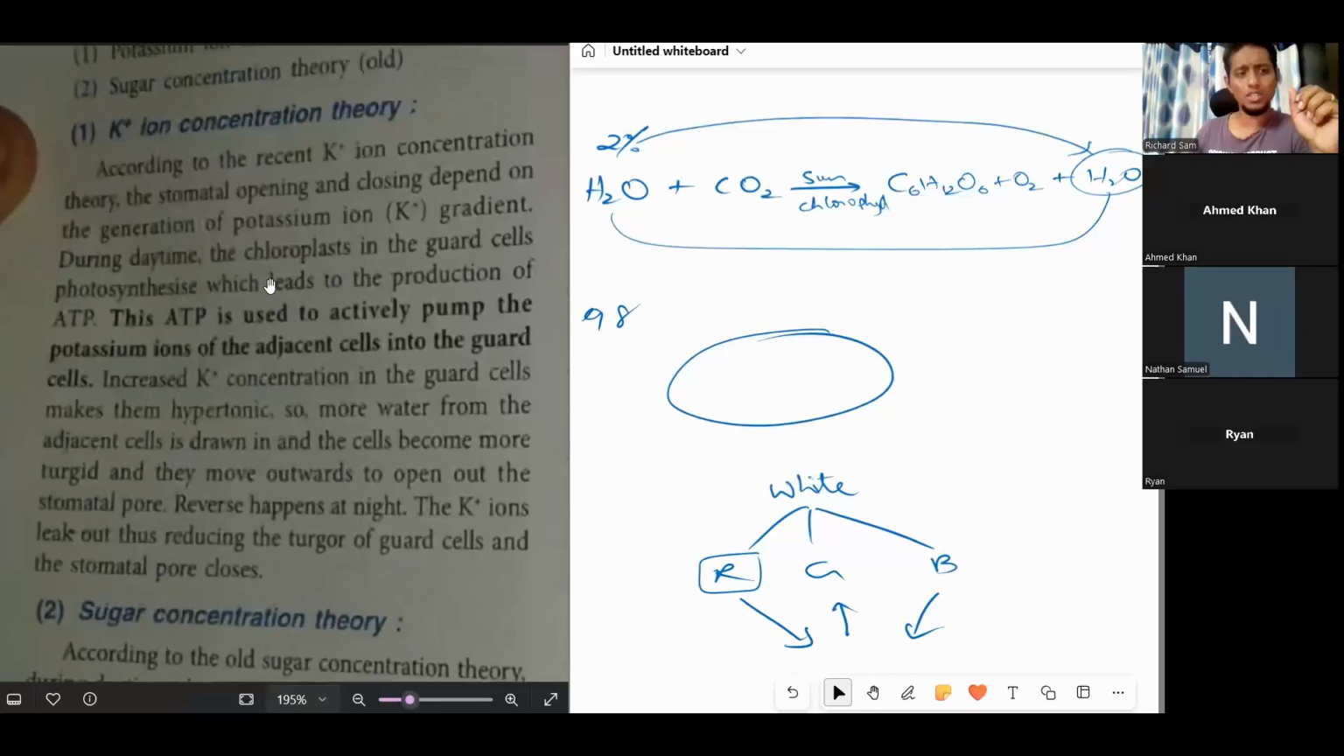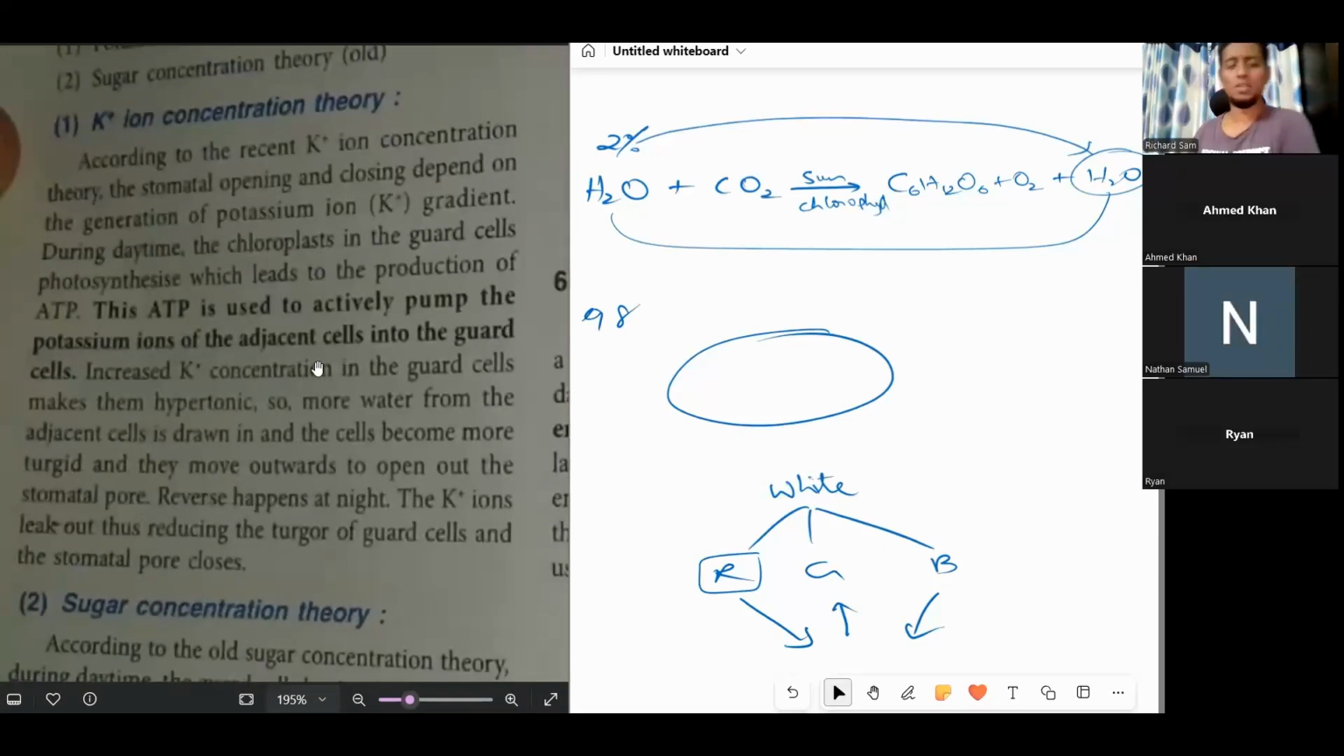But then they came up with a new theory because they found out that this might be the right thing that's happening. So in the daytime, there is again photosynthesis, and because of photosynthesis there is respiration, and respiration produces energy. That energy is used to pump potassium ions into the guard cells. So how is it? In the daytime, there is photosynthesis, which leads to higher respiration, which leads to production of energy. And that energy is used for what?